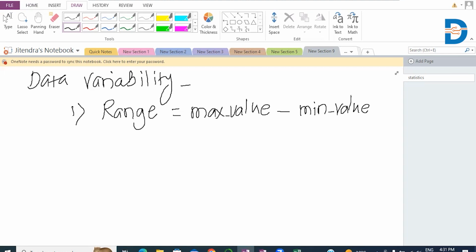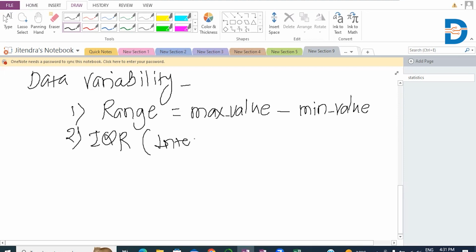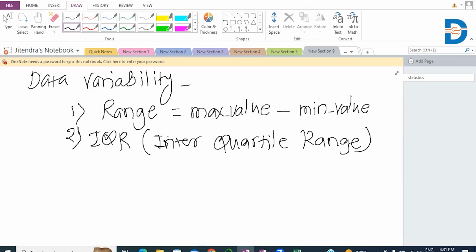To overcome this problem, there is another range. The next one is IQR, which is nothing but the interquartile range. What do we mean by interquartile range? The range between the quartile values.